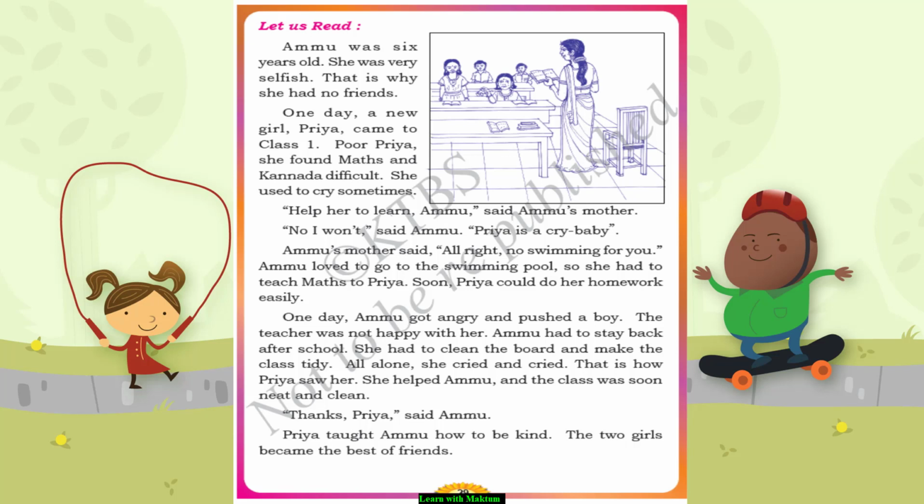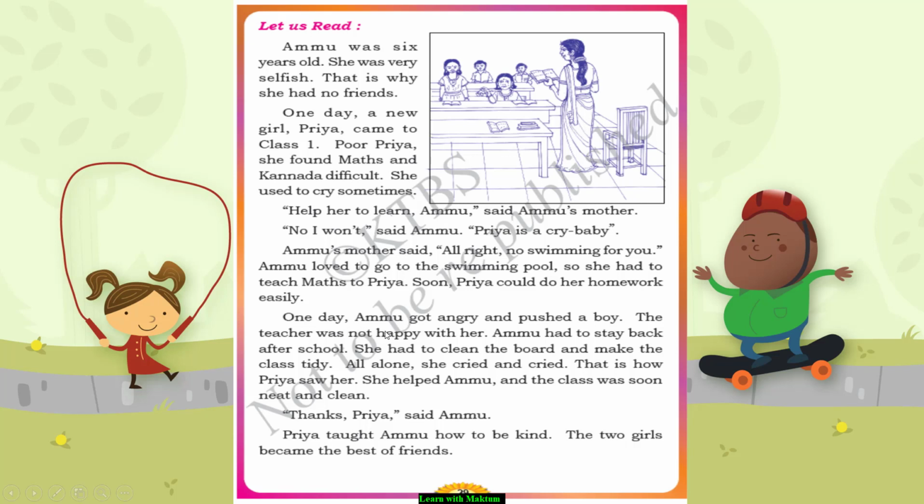But Ammu is very fond of the swimming pool. She loved to go to the swimming pool. So that's why she has to teach Priya maths. Okay. Then once everything is done, now Priya is able to do her homework.